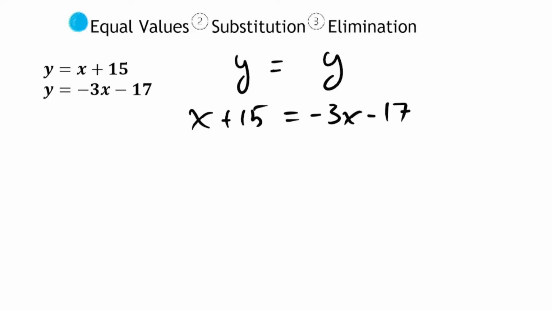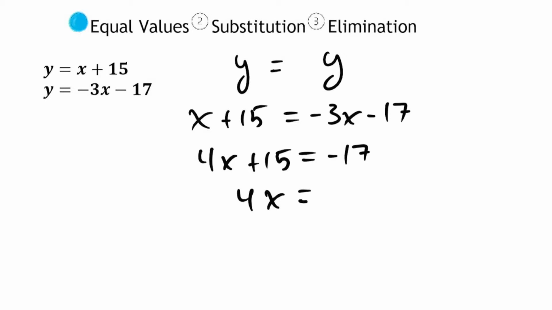I'm going to add 3x to both sides, so 4x plus 15 is -17. 4x is, yes, I'm taking my calculator and entering -17, and I'm going to subtract from that 15. And when I do, I get -32. And now if I take the -32 and divide by 4, I get that x is -8.